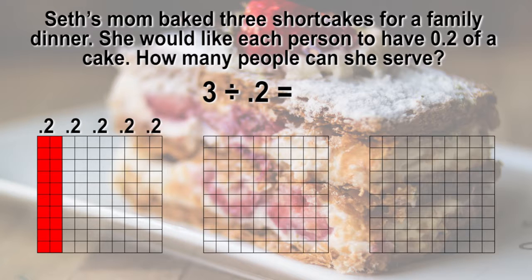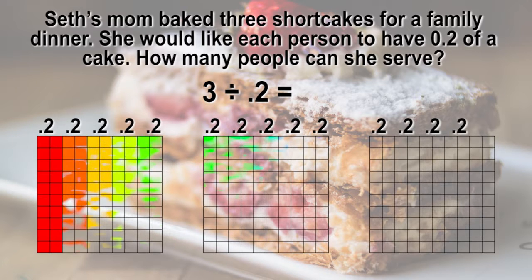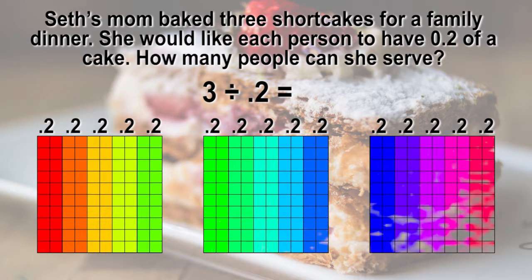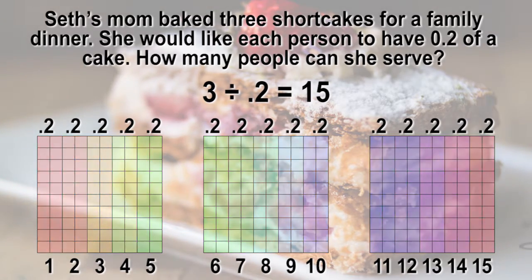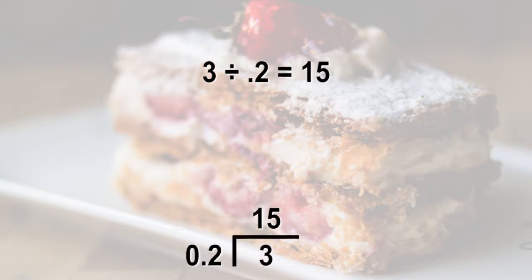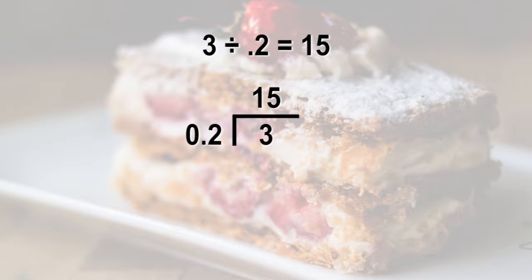We will continue shading 2/10 in different colors until all of the hundredths have been shaded in. We will count up the number of 2/10 to find there are 15 people that can be served. Now let's look at the original problem written a different way. Notice on these 2 problems all the parts are the same, just in a different layout.